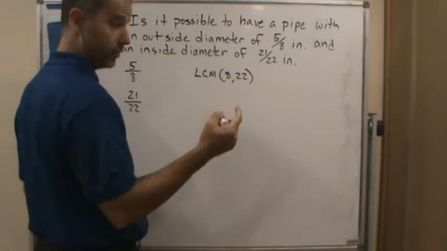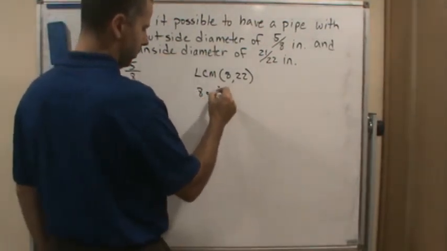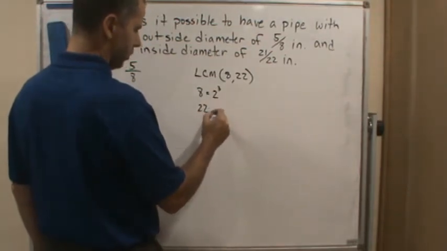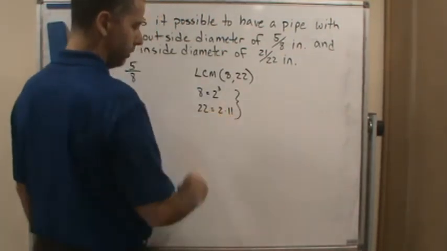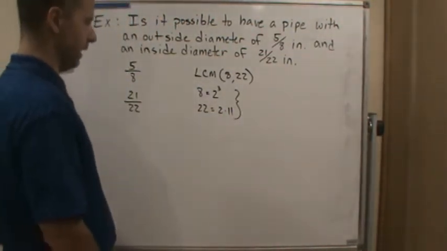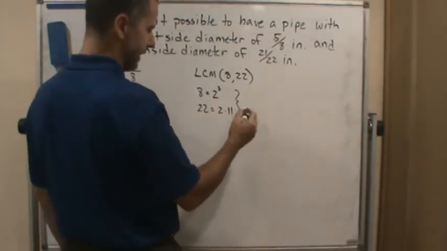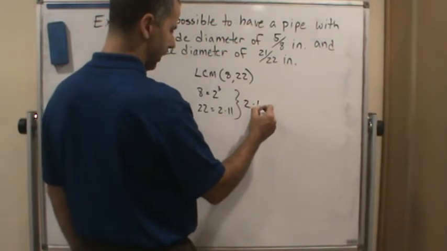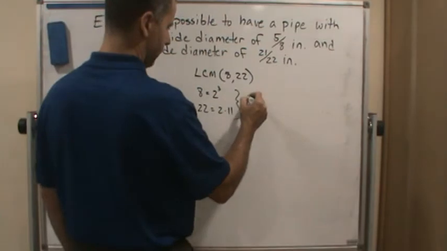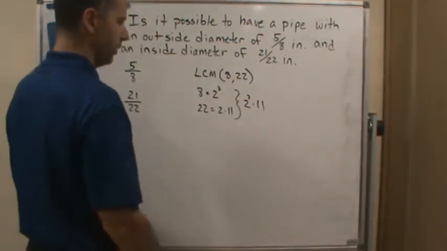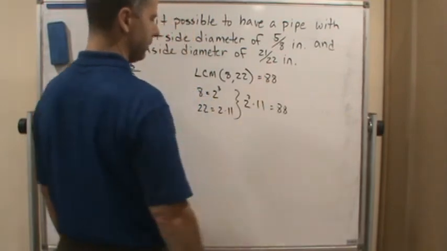The other way is to go back to the prime factorization. So 8 is equal to 2 cubed, and 22 is equal to 2 times 11. Using our methodology for the least common multiple, we take all of the primes that we see here, and for any common primes, we take the largest exponent. In this case, it'd be 3. So this means that the least common multiple is 88, and of course it is.